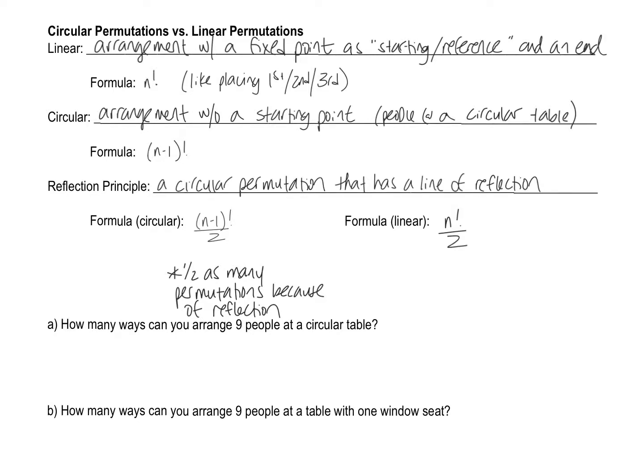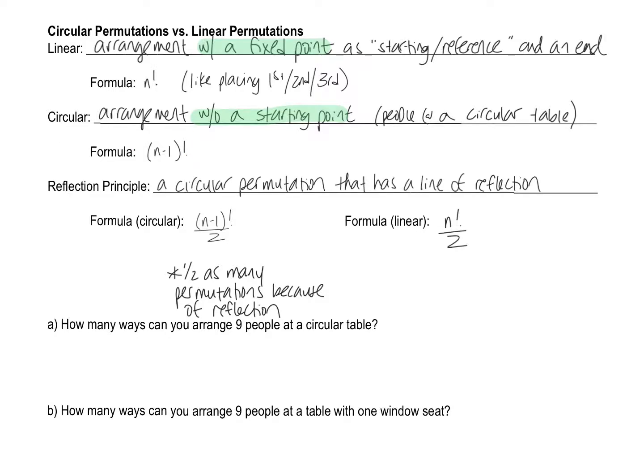What if you were arranging people at a circular table? So there's not really a starting point. That's the big difference. One of them is with a starting point and one of them is without a starting point. Okay, so at a circular table, how do you tell who is first? You don't. And so for that case, we use n minus 1 factorial.